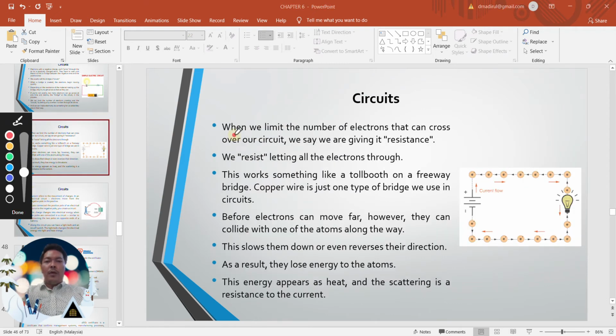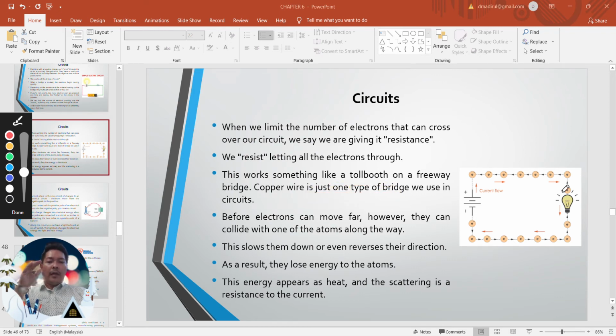So when we limit the number of electrons that can cross over our circuit, we say we are giving them a resistance. We resist letting all the electrons flow through the circuit. This works something like a toll booth on a freeway bridge. Copper wire is just another type of bridge we use in the circuit.